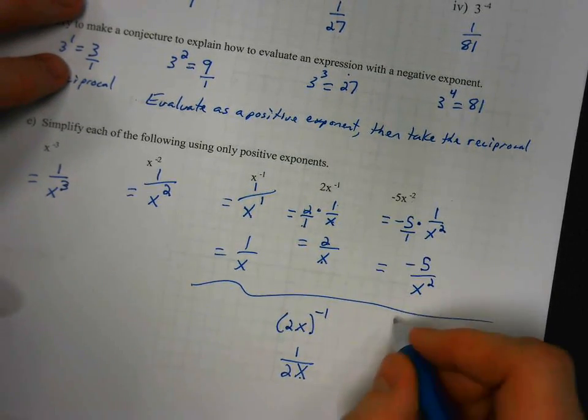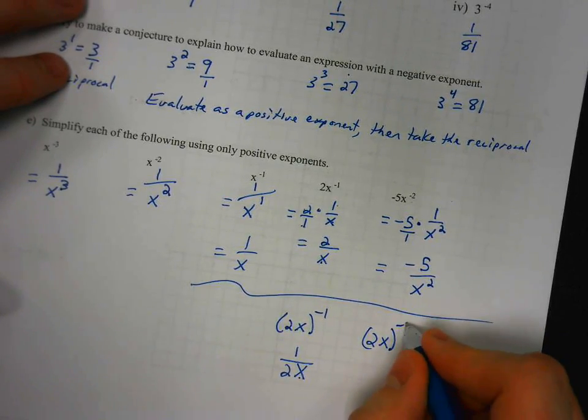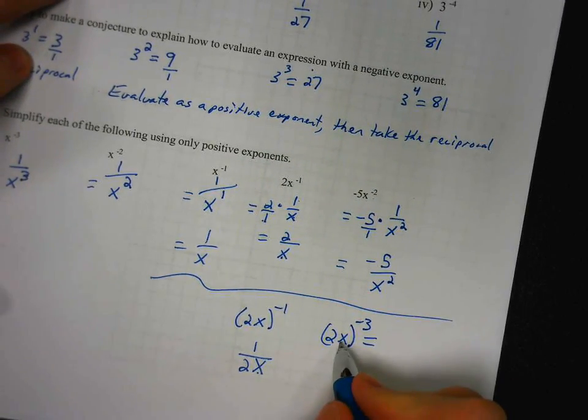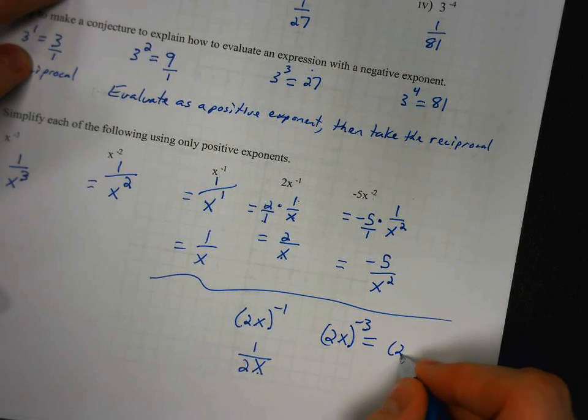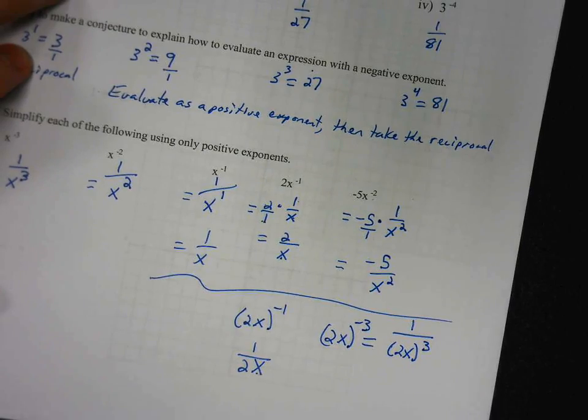Okay, if you had, say, 2x in parentheses to the negative 3, well, then what you would do is that 2x is all being raised to the third. So you would do 2x to the third, and we can evaluate that. We can simplify it a little more, and then flip it. Okay, so we'll put a 1 on top.